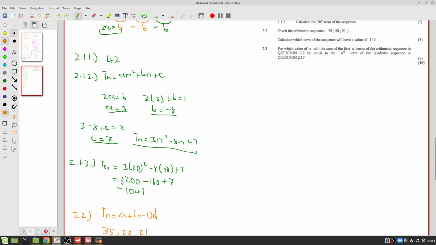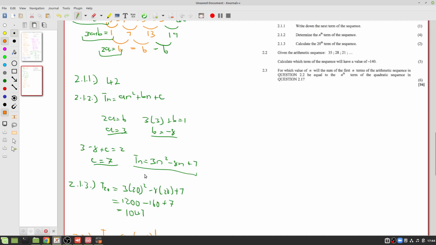Perfect. Now, question 2.3. For which values of n will the sum of the first n terms of the arithmetic sequence in question 2.2 be equal to the nth term of the quadratic sequence in question 2.1? Okay, a lot to take in there. Let's just do it step by step. Okay, so we need to find an n. That's the first thing we notice. The sum of the first n terms of the arithmetic.